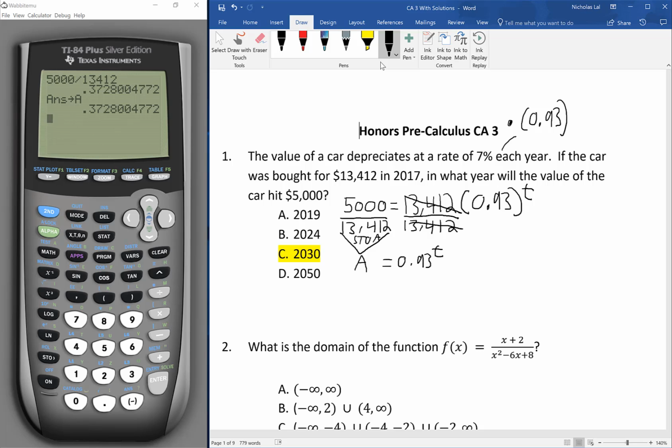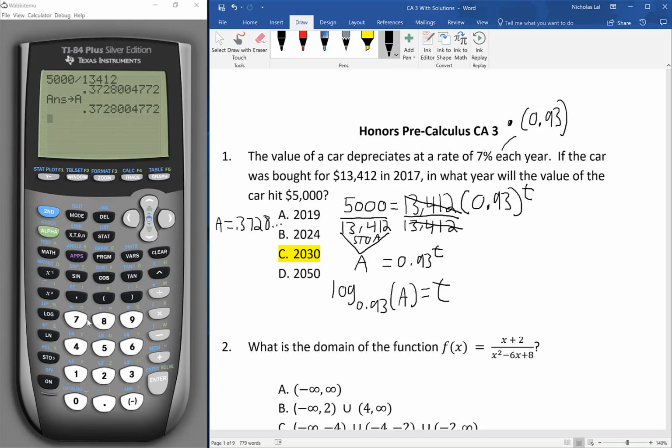Then to find t, I can say that the log, so we need to swoosh the logarithm, the log base 0.93 of our a value, so of a, remember that in this case a equals 0.3728, continuing on, is equal to t.